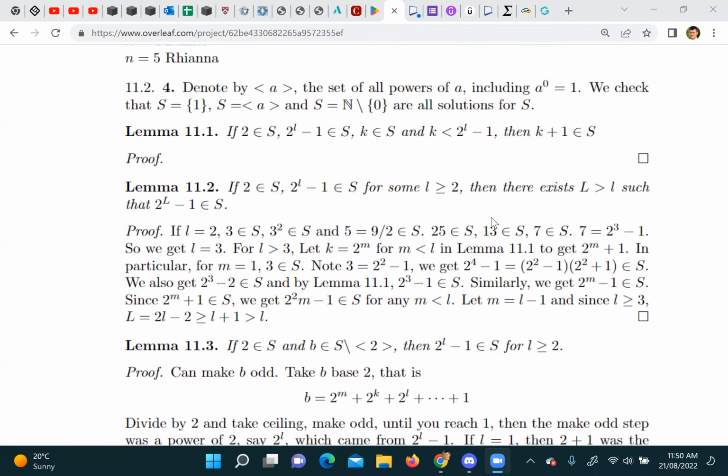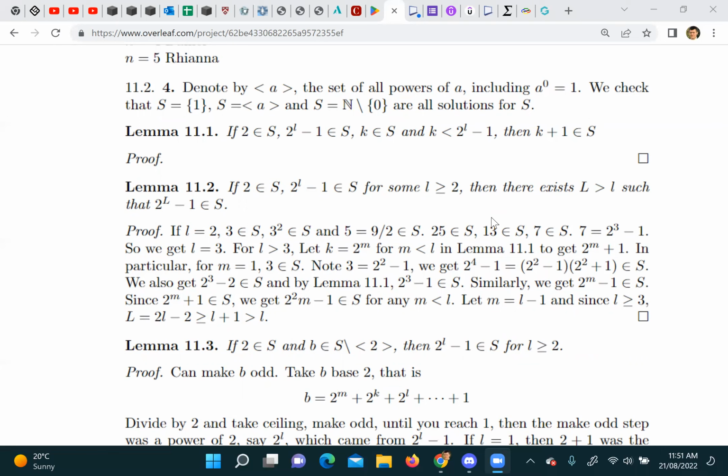My claim is anytime you have a k that's in S, k plus 1 is in S. So anytime you have a k that's less than 2^l minus 1, then k plus 1 is in S. Basically, if you can get 2^l minus 1 arbitrarily large, you can get everything. And what's the proof?